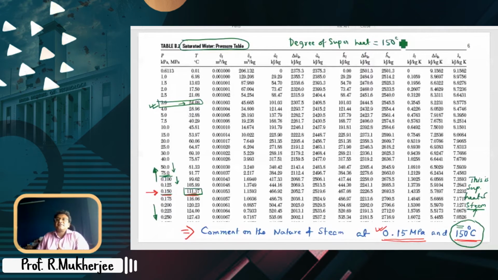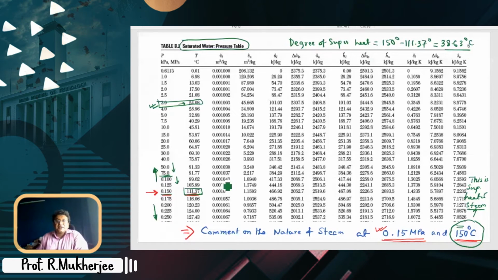Degree of superheat is this. You're supposed to sit with your calculator. So it's around 38.63 degrees. This is the degree of superheat. Is it clear to all? And then, of course, I agree to the concern raised by all others.